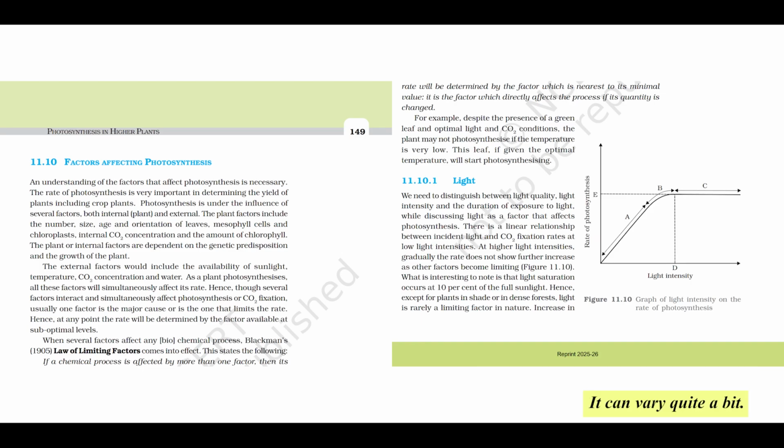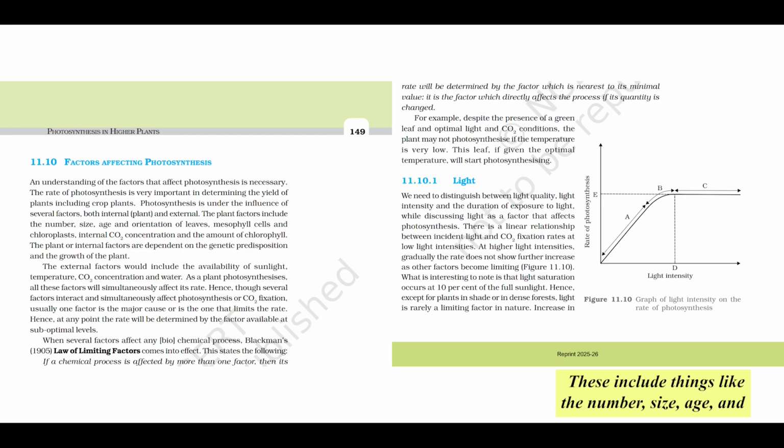It can vary quite a bit. And therefore, the plant's growth and ultimate yield, especially important for crops, isn't static either. It's influenced by several factors. We can broadly categorize these factors into two groups: internal or plant factors and external or environmental factors. Internal factors are those inherent to the plant itself.